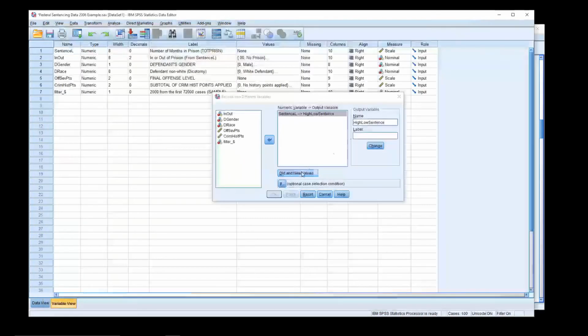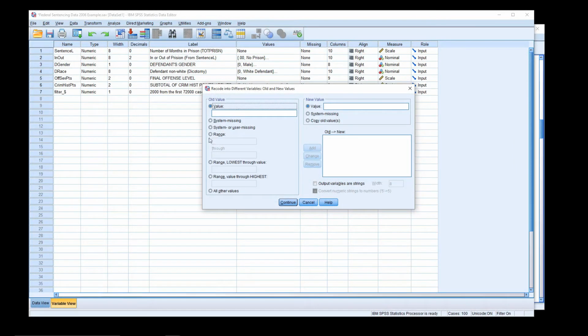So what I'm going to do is define old and new values, and I'm going to define these as from 0 to 27. I'm going to call this 0, and we're going to call that the low category when we code it here. And then it was 28 through the highest value. I'm just going to put 9999. We also could have said through highest value. Code this as, pardon me, a 1. So basically all we're doing is making a new variable to analyze sentence length as a categorical variable.